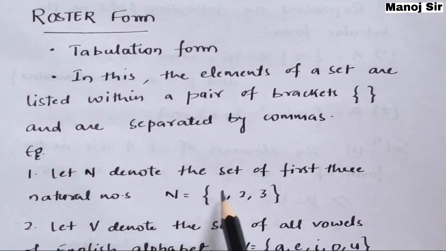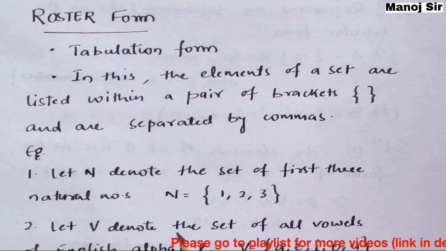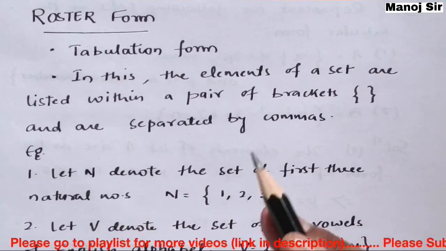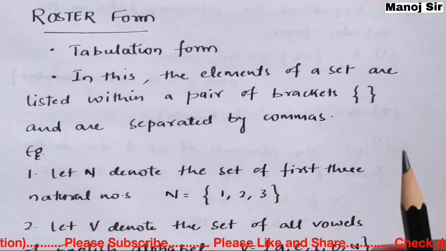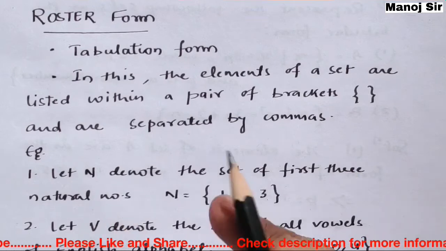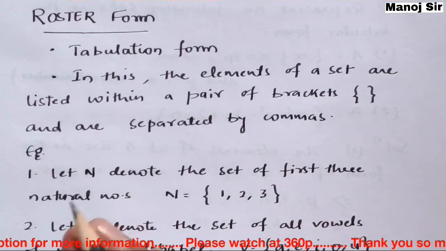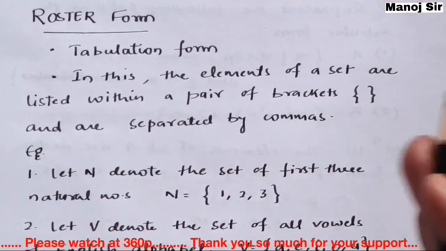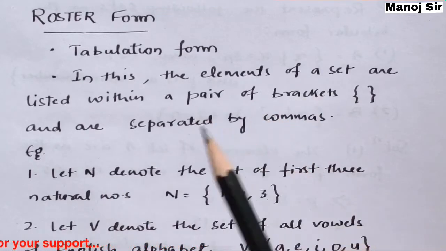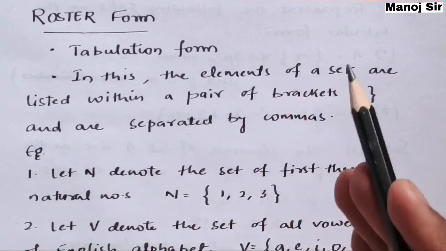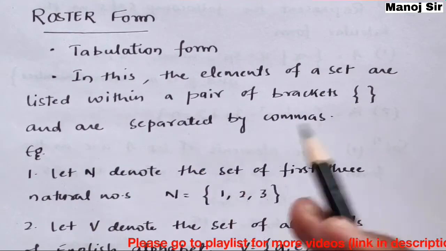Let N denote the set of first 3 natural numbers. What is a natural number? The important thing is to know what a natural number is. 1, 2, 3, 4, 5 and so on, these are all natural numbers. If you include 0 in the natural numbers, that becomes the whole numbers, because whole numbers start from 0: 0, 1, 2, 3, 4 and so on. In other words, positive integers are also natural numbers, that is 1, 2, 3, 4 and so on.